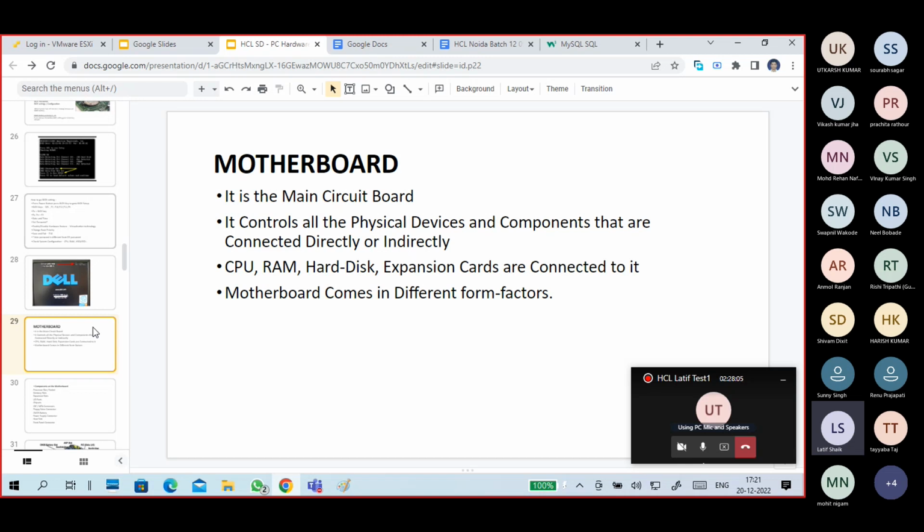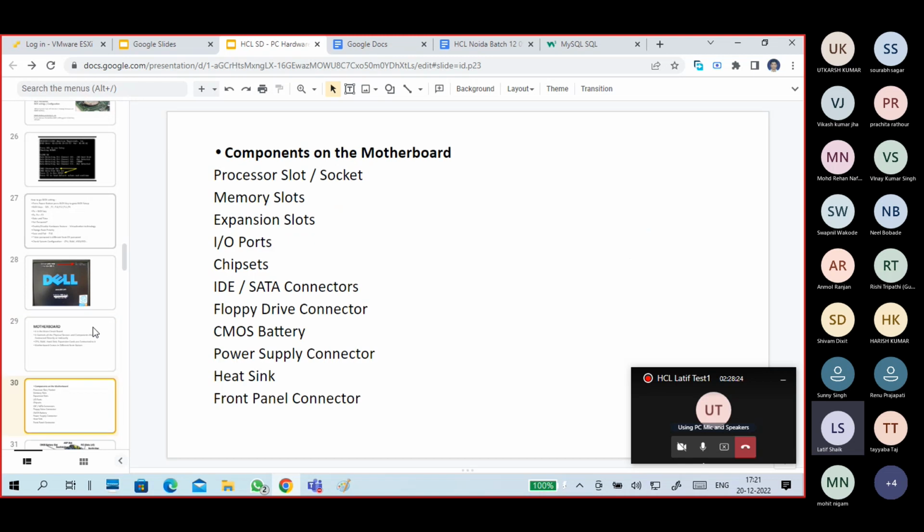Okay, guys, motherboard. What is a motherboard? A motherboard is the main circuit board. All devices are either on the motherboard or connected to the motherboard, either directly or indirectly. The motherboard has different types of slots and connectors, like processor slots or sockets, memory slots, expansion slots like PCI slots, PCIe slots, and the AGP slot, which is graphic card related.